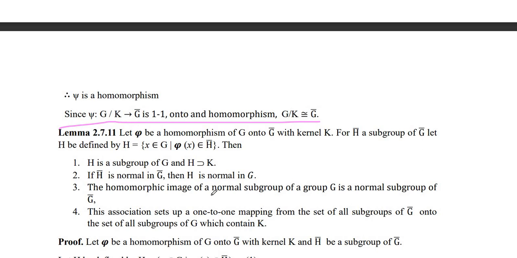And this association, that is, I have the set of all subgroups of G bar and the set of all subgroups of G which contain K. We are going to establish a one-to-one onto mapping between those two collections. So that we will have in the next video.